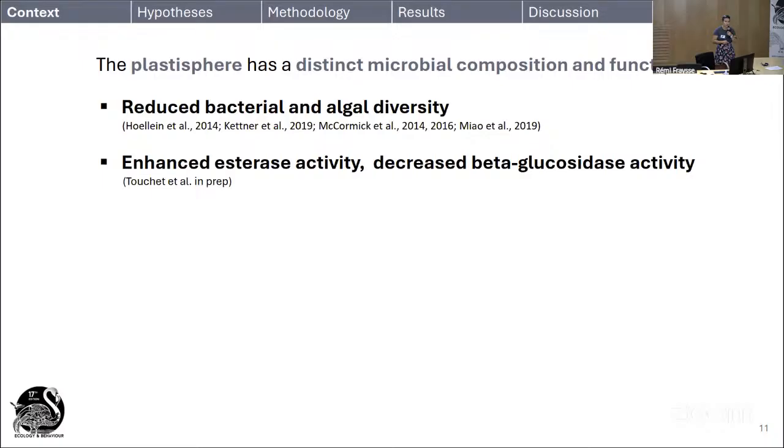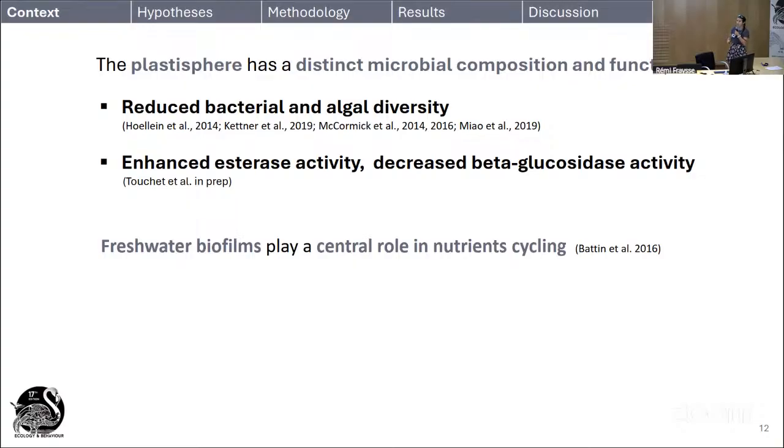Some previous studies showed that there is a reduction of bacterial and algal diversity in these biofilms, and other parts of my PhD work showed an increase of the esterase activity and a decrease of the beta-glucosidase activity of these biofilms, so metabolic differences too.